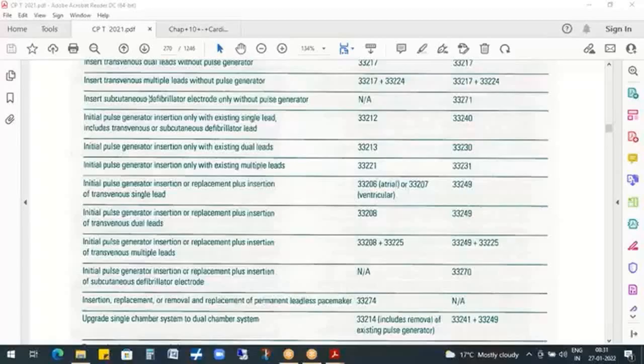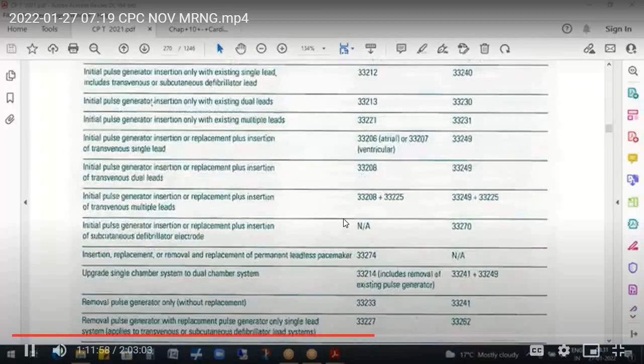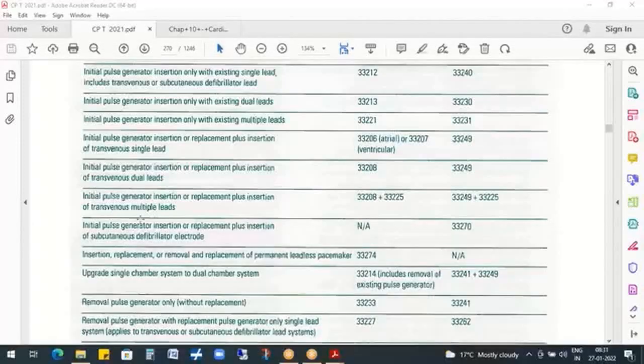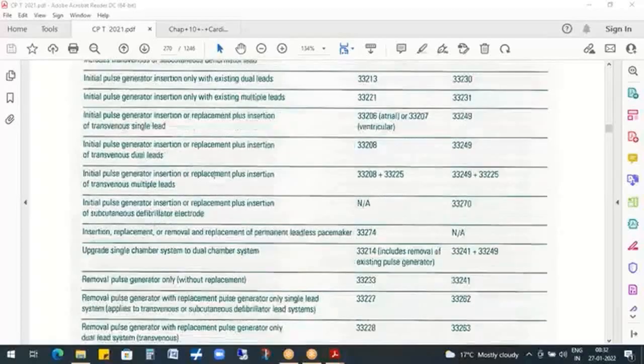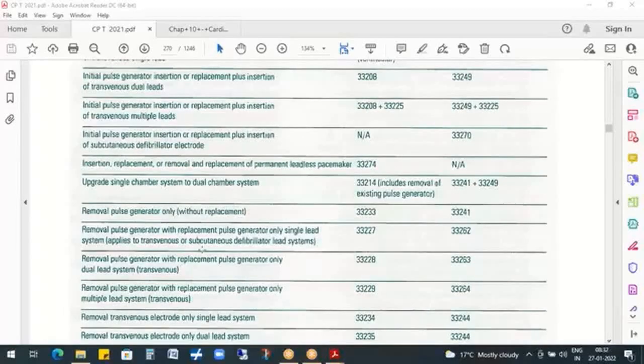Next, upgrade of one lead to another lead, 2 leads. Upgrade is the key term. Upgrade single chamber system to dual chamber system. That means 1 lead, and if you place 2 leads in 2 chambers, that is an upgrade. Next, removal of generator, removal of pulse generator only. You can see the code 33227 in the row. That is the concept.